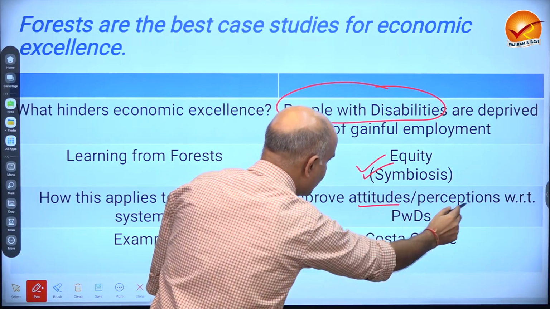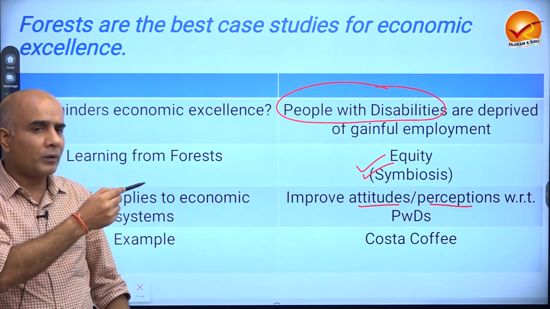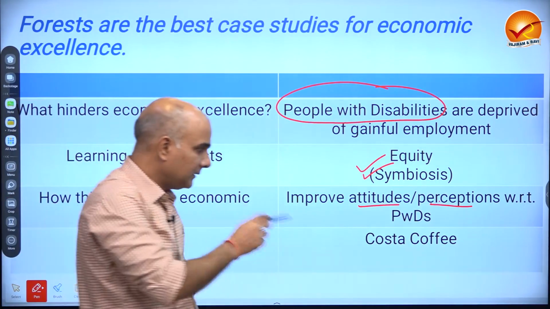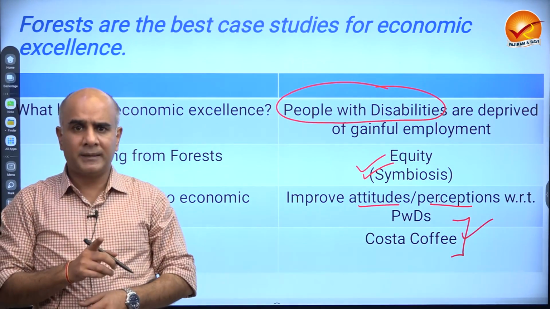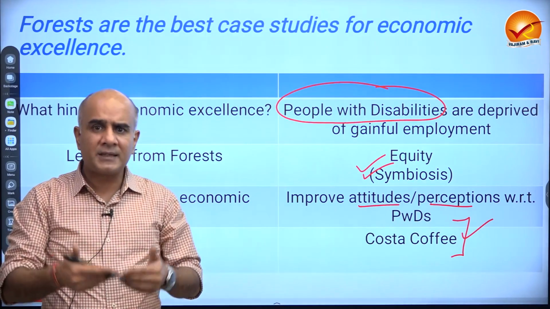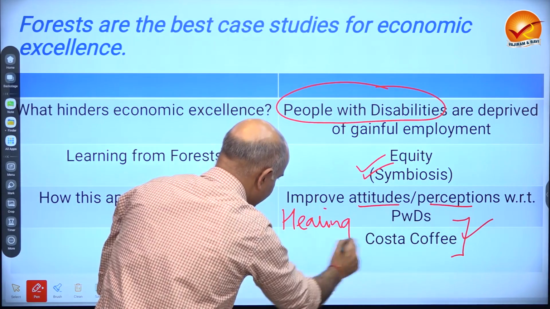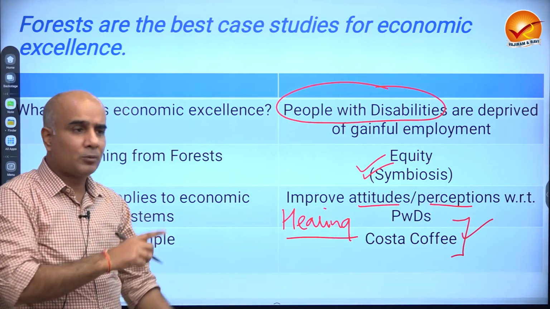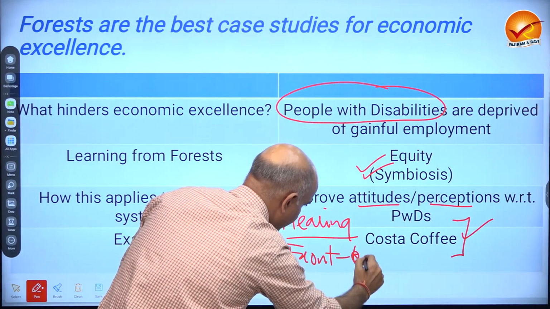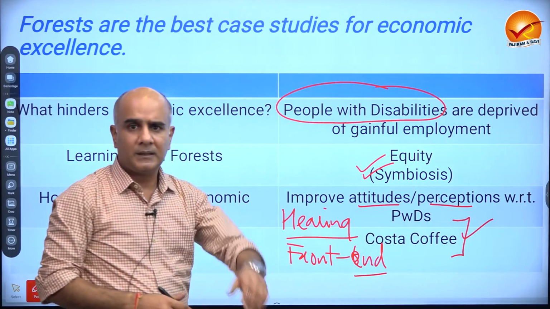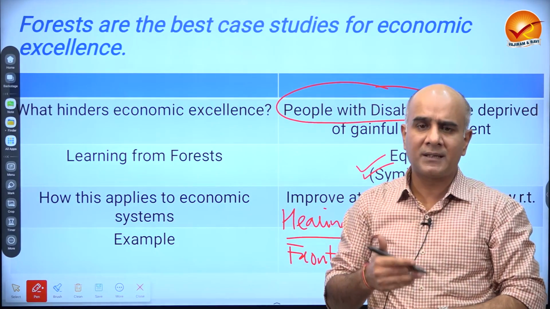By improving the attitudes and the perceptions of people with regard to the hiring, with regard to the capabilities of people who have disabilities. And a very good example here is the example of Costa Coffee. Costa Coffee is an organization whose outlets hire people who have hearing disabilities. And they not only hire them, they hire them for not back end but front end operations. The people who are hired are taught how to communicate with customers using non-verbal signals.